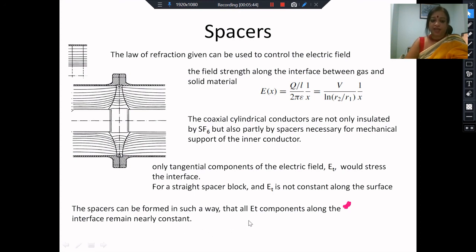For a straight spacer block, ET is not constant along the surface because there is no bending of the equipotentials. The spacers can be formed in such a way that all the ET components along the interface remain nearly constant, and therefore everywhere throughout the spacer you have more or less the same maximum stress intensification. So this is about our discussion of electric stress control.